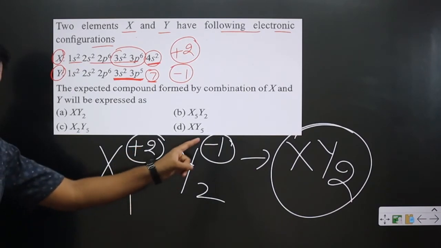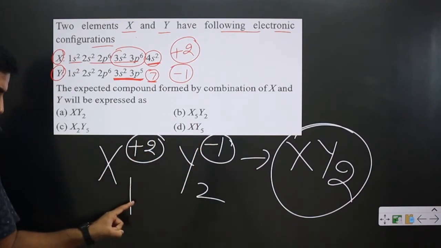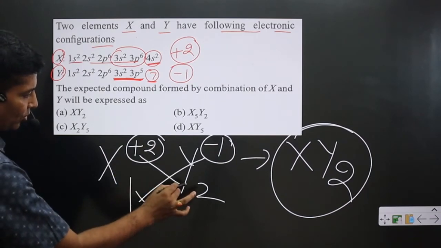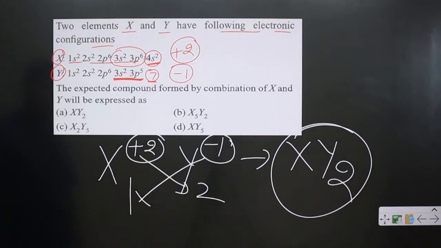X +2 charge, Y -1 charge. Crisscross. 1 will come this side and 2 will go this side. Okay. Option A is correct.